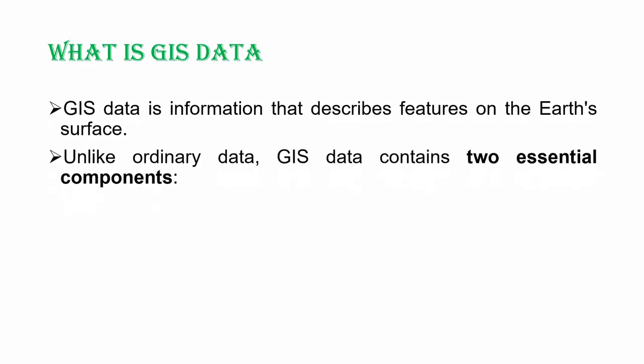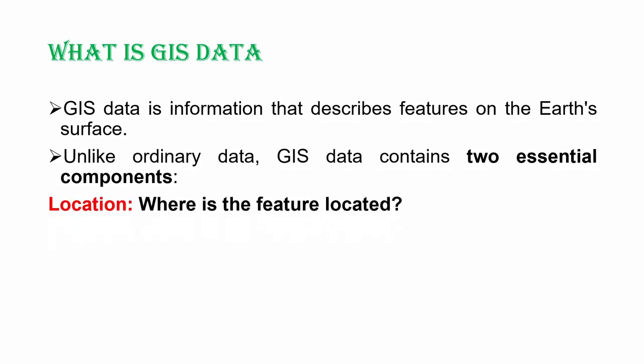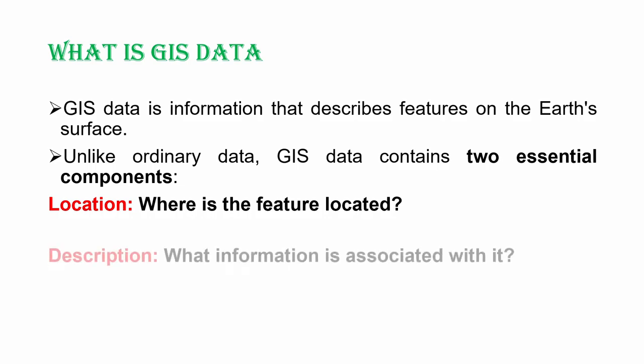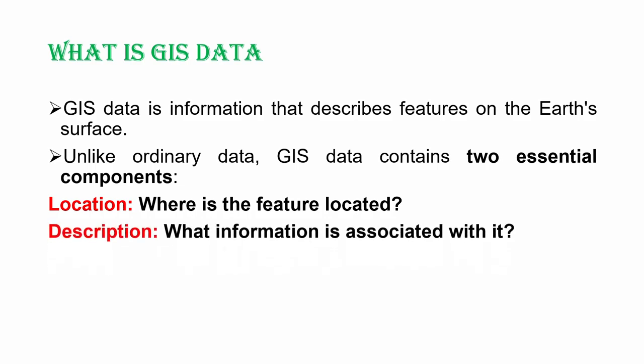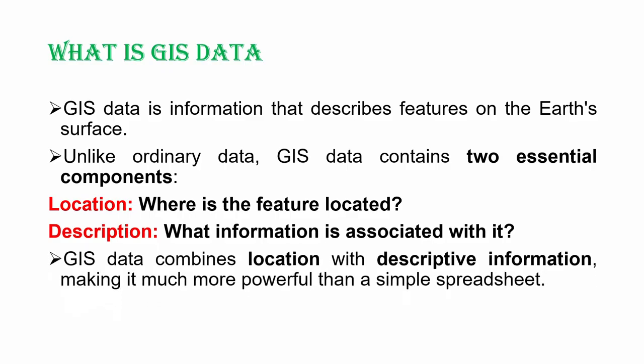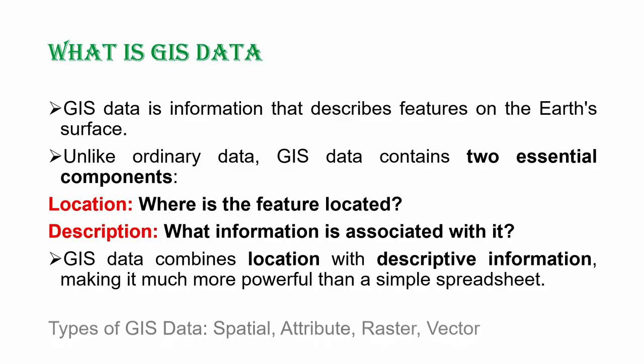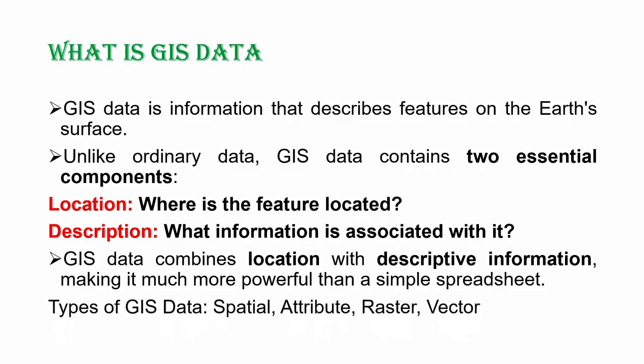Unlike ordinary data, GIS data contains two essential components. The components are location, meaning where the feature is located, and description, what information is associated with that feature. GIS data combines location with descriptive information, making it much more powerful than a simple separate sheet. Types of GIS data: spatial, attribute, raster, and vector.